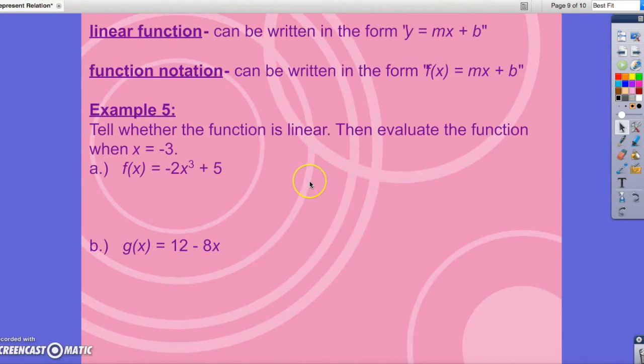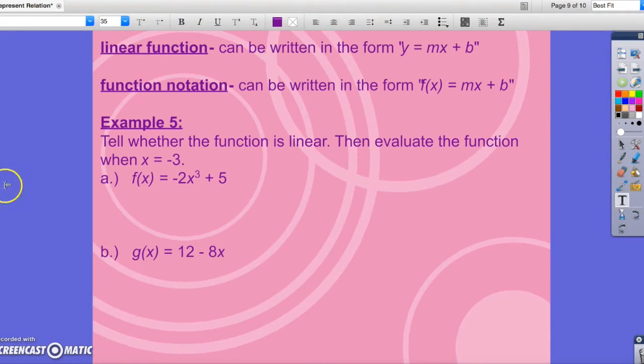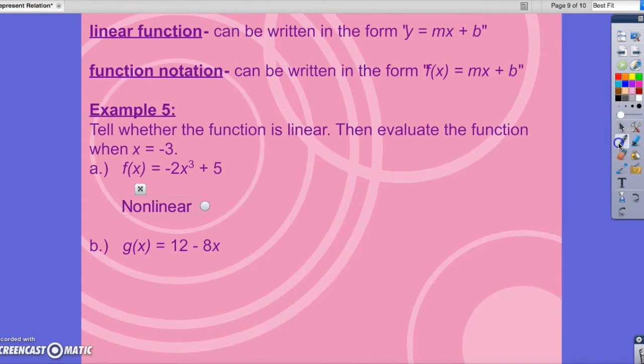So if we look at example 5, which is the last one, tell whether the function is linear, then evaluate the function when x equals -3. All right, so if we take a look at our problem, how do I read A? F of x equals -2x cubed plus 5. Well, this one is not linear. As I was saying, this one is nonlinear, or not linear, because of one key thing here, and I'm going to underline it.